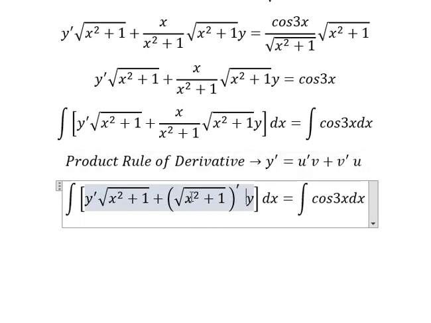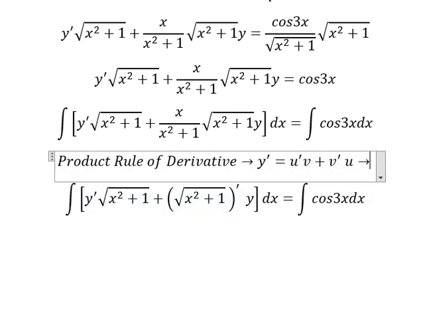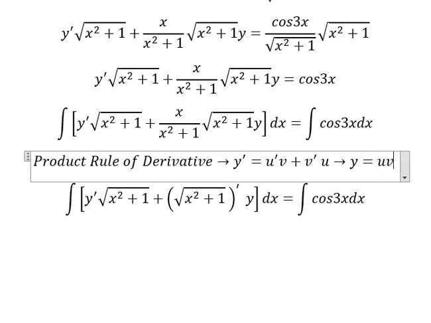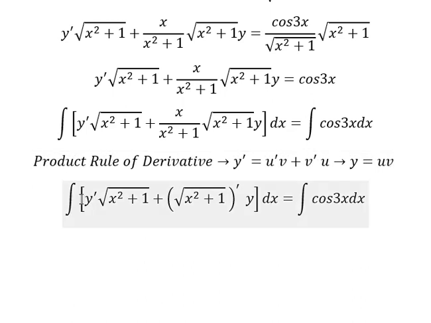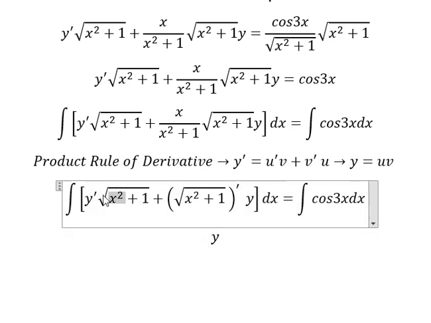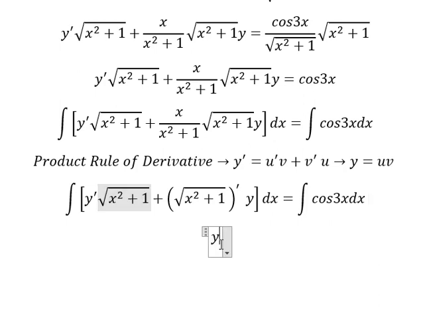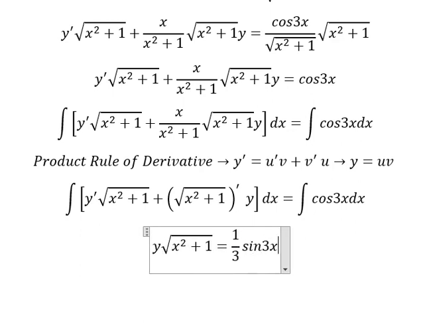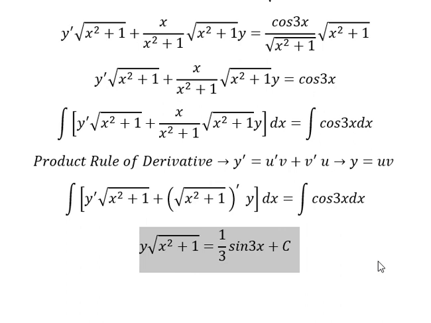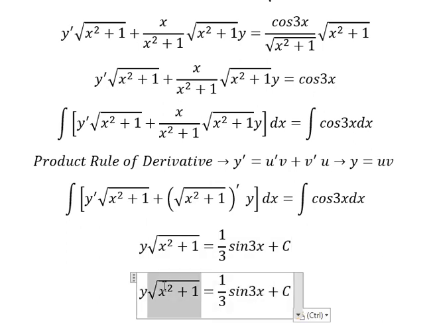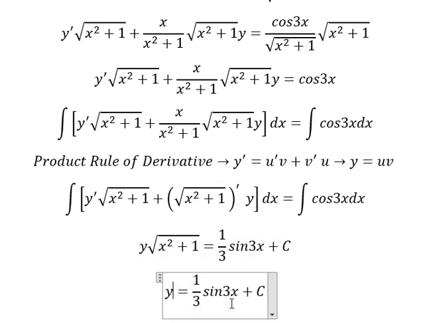So if we do this integration, you will get uv. That means this one you will get y multiplied by the square root of s squared plus 1. On this side, you get 1 over 3 sine 3x plus c. Later, we divide both sides by this one and we get the final answer.